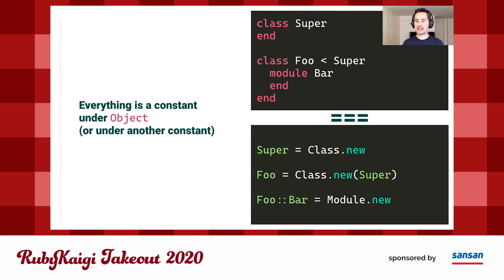And bar is a constant that lives under the foo constant. So everything in Ruby is actually a constant that lives either in Object or under another constant. So I'll be talking about constants throughout this presentation. So this is what you should understand.